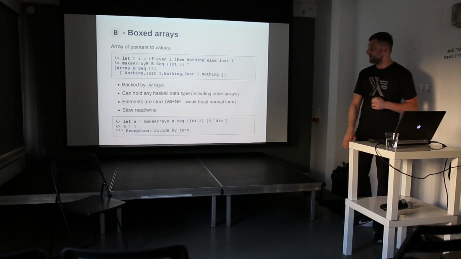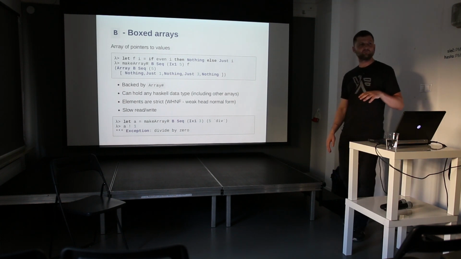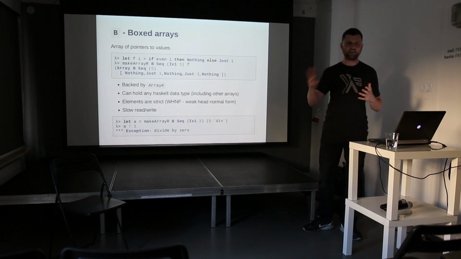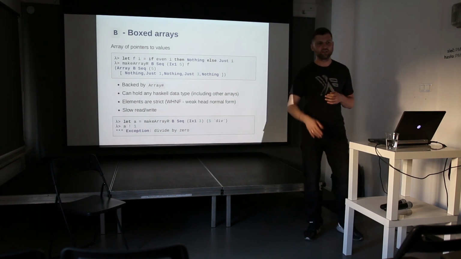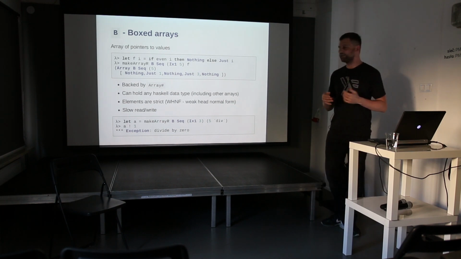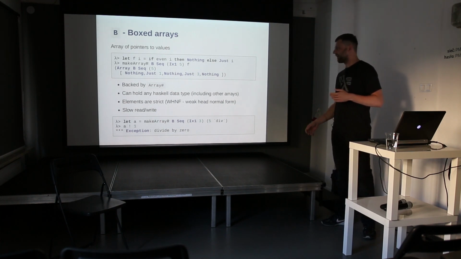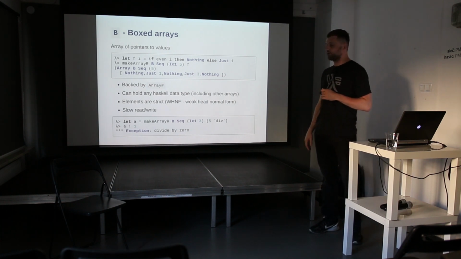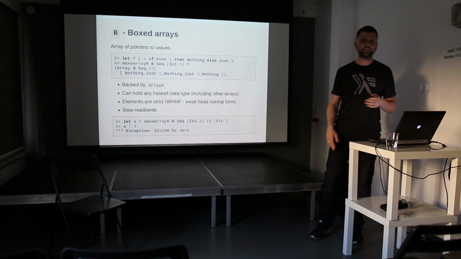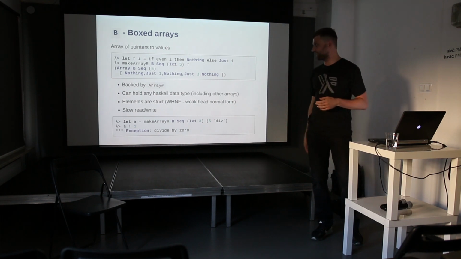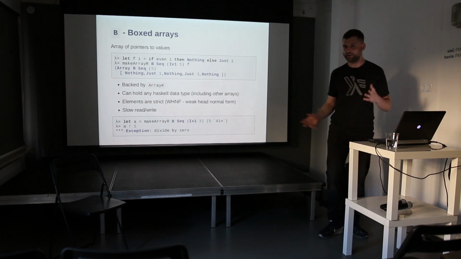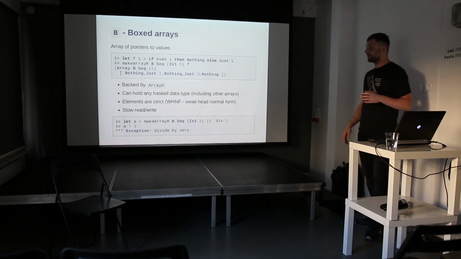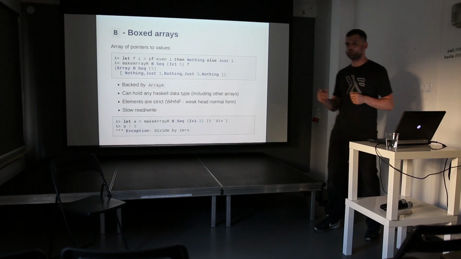Then we have boxed arrays, which are slower, obviously, because they are just arrays of pointers that point to actual values. So there is a level of indirection which makes them slower. They're backed by array hash. The great part about them is they can hold any element, I mean any data type that Haskell can come up with. Functions, if you want, even other arrays. The elements are strict to weak head normal form.